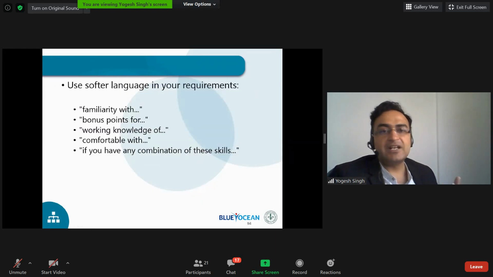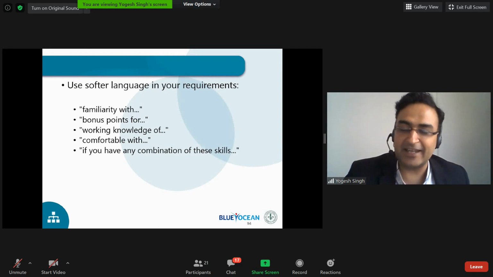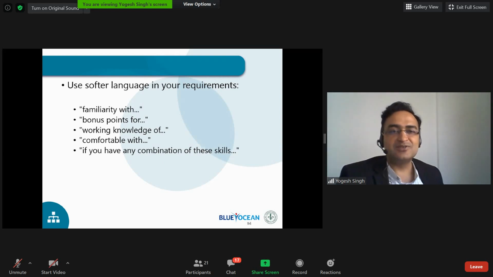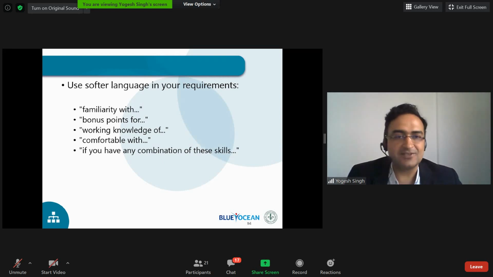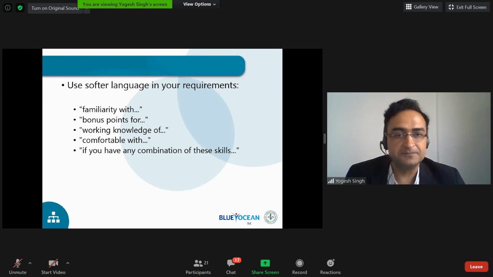Try to use softer language in your requirements. Again, it is rare. Rarely will you find somebody using softer language, such as familiarity with, bonus points for, working knowledge of, comfortable with, and if you have a combination of these. These are various examples of using softer language.